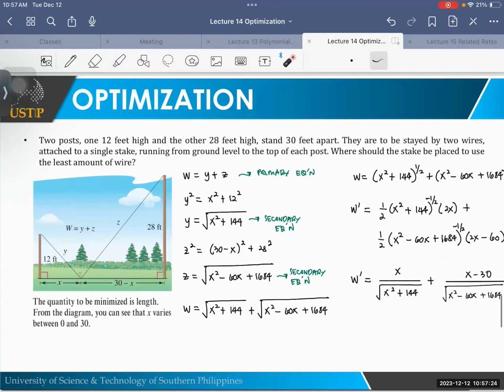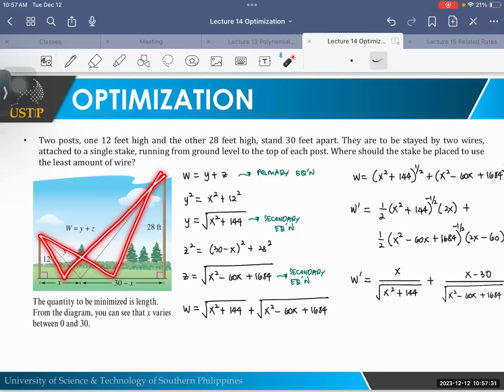Now the question is, where should the stake be placed? Here? Or here? Where should the stake be, to use the least amount of wire? Basically, within the 30 feet between the two posts, so that the amount of wire used is the least. Okay? This problem is a bit challenging.